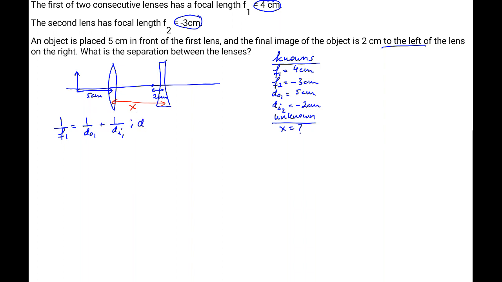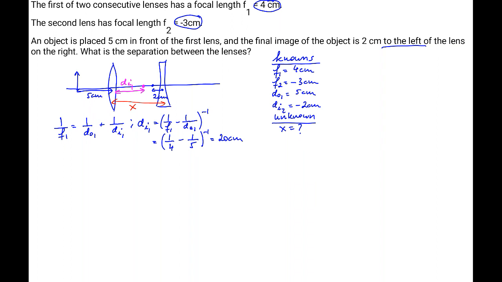So DI1 then is (1 over f1 minus 1 over DO1) to the negative 1. So that is (1 over 4 minus 1 over 5) to the negative 1. And if we do the math, we end up with 20 centimeters. So we know that the image distance DI1 is 20 centimeters. So this is where the image to the first lens will be formed.